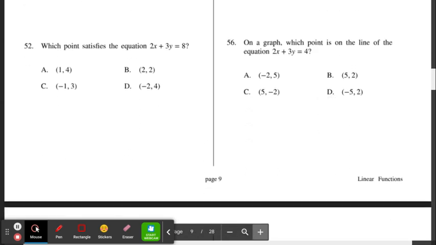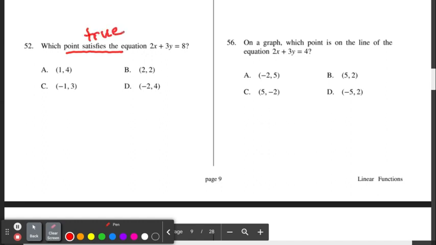It says, which point satisfies the equation 2 times x plus 3 times y equals 8? This is a true-false problem. If something satisfies the equation, that means it's true, like which one is a solution. If it says not, that means it's false. This isn't super hard, but it takes a lot of patience to do.